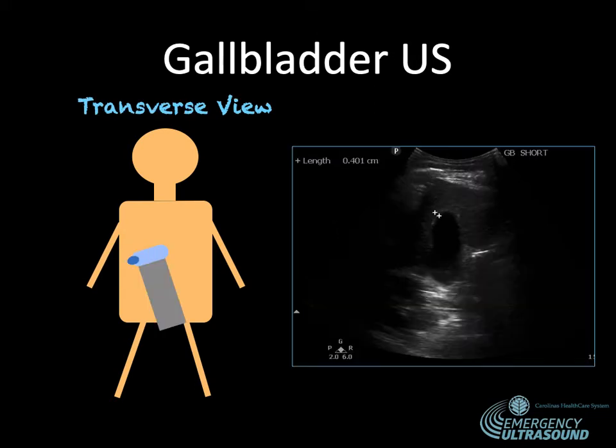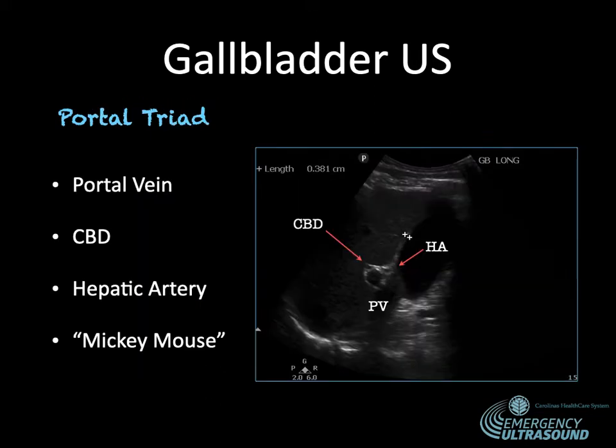Now I'm seeing the portal triad. Then I'm going to turn the probe with the probe marker heading towards the patient's right to get a transverse view of the gallbladder. And then I want to come in and identify my portal triad. So right here, I'm looking for the portal vein, which should be your bigger structure. And then I'm looking for your common bile duct and the hepatic artery, which should form something that looks a little bit like a big Mickey Mouse face with Mickey Mouse ears.